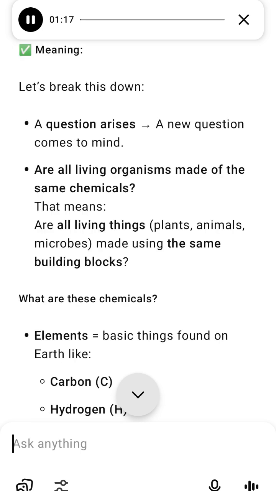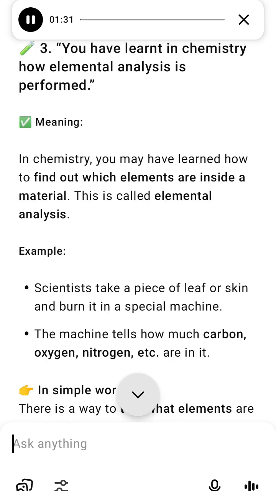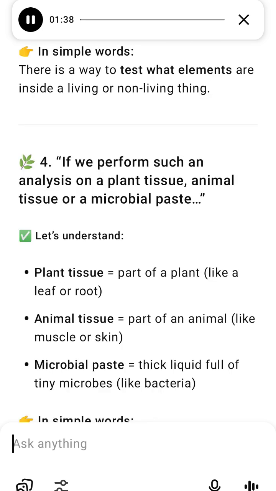2. Everything is compounds. Everything in the world, living or not, is made of chemicals. Elements are basic substances like carbon, oxygen, and hydrogen. Example: carbon, C; oxygen, O; hydrogen, H. Compounds are made when elements combine. Example: water equals H2O, hydrogen and oxygen.